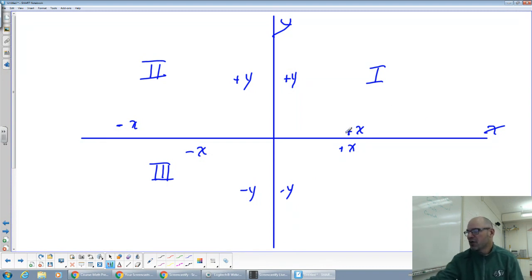So if we look at the 6 trigonometric ratios, x and y and r is always positive because it's a hypotenuse. Always positive. So everything in the first quadrant is positive. So sine, cosine, and tangent are positive.